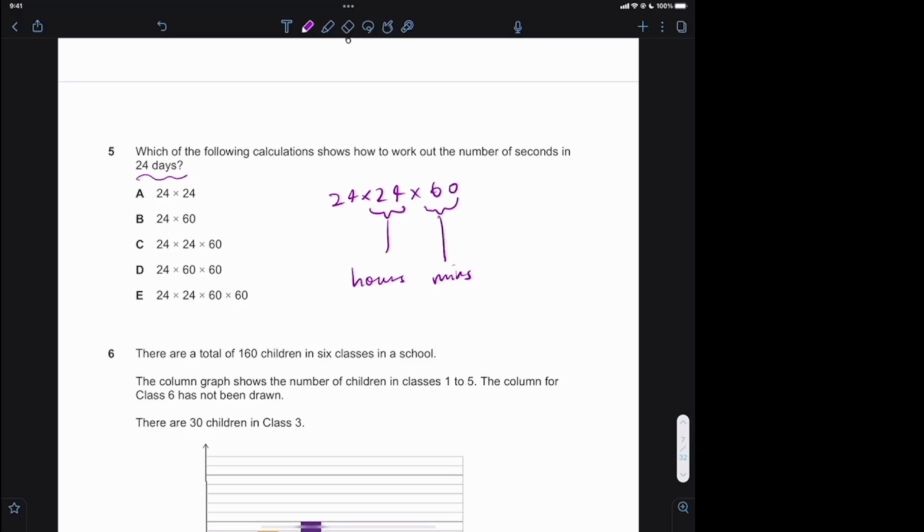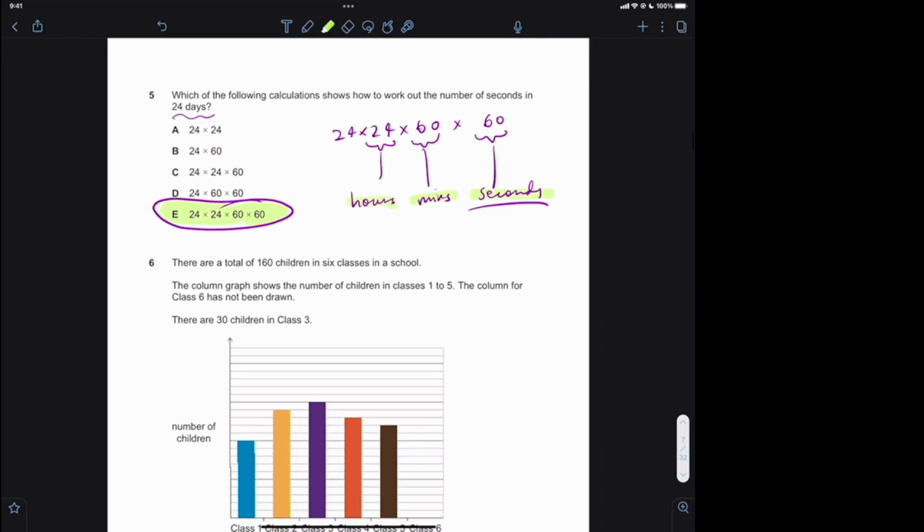And then we want to go to the number of seconds, which is our final number. And there are 60 seconds in a minute, so we'd have to times by a further 60. So we need to have 24 times 24 times 60 times 60. And the only one that fits that is going to be option E. So just step by step through it. Write out what you get at each stage, hours, minutes to seconds, what calculation you need to do accordingly, and hopefully that will make your answer fall out nicely.